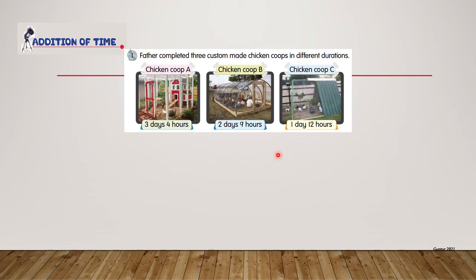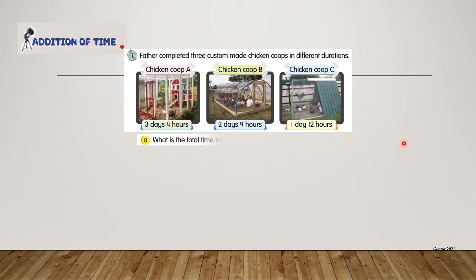Look at the picture here. Father completed 3 custom-made chicken coops in different durations. Chicken coop A, 3 days 4 hours. Chicken coop B, 2 days 9 hours. Chicken coop C, 1 day 12 hours. Okay, how to solve it?